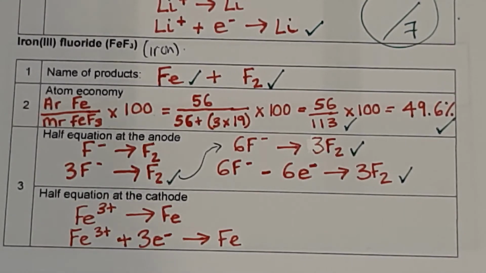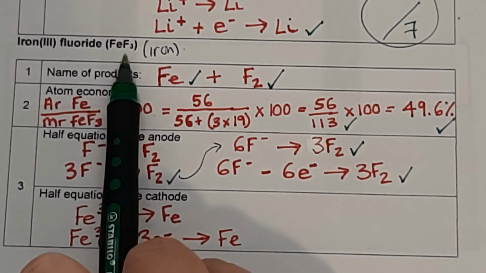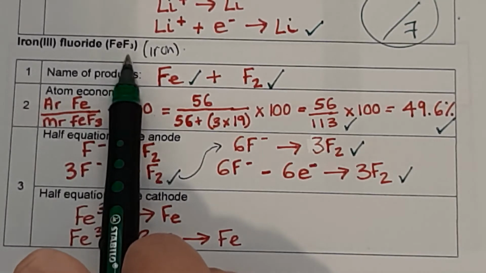That was tricky. Then for the cathode, we have our Fe3+, because the ion is positively charged by 3, and we know this because the fluoride is F-, because we know it's a group 7 atom.